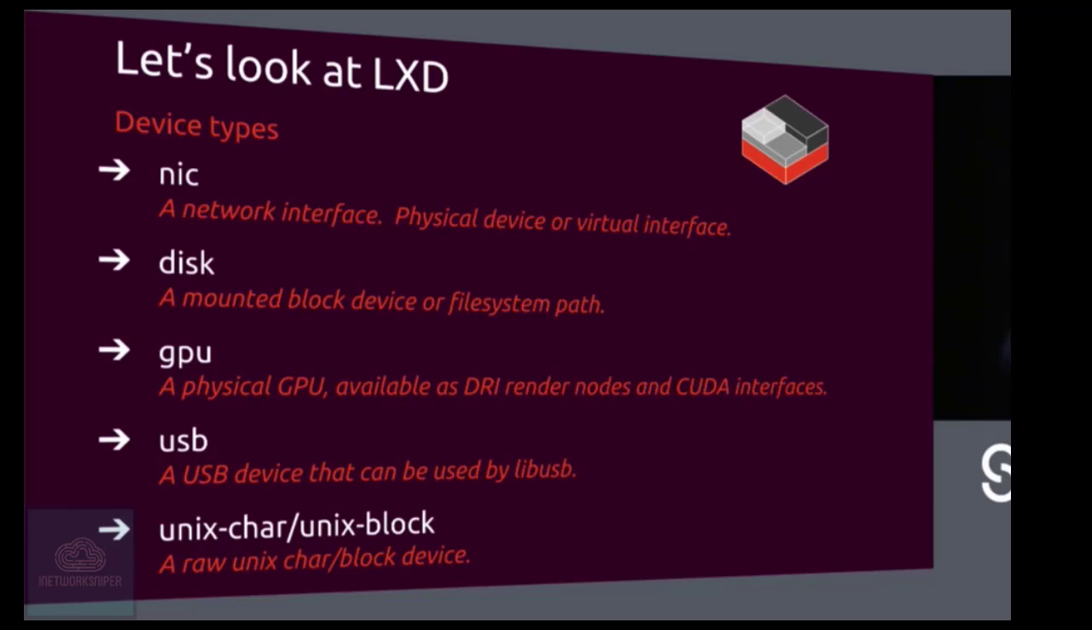For GPU, we support passing existing GPUs. We figure out what DRI render nodes we need to move, and whether there's anything additional, like the CUDA type devices, that we also need to expose to the container, and we do that for you as well. For USB devices, anything that's supported by libusb, so anything that looks at /dev/bus/usb and accesses those device nodes, we support as well. So you can configure a container saying that anything that's plugged in which has that product ID and vendor ID, just pass it to the container.